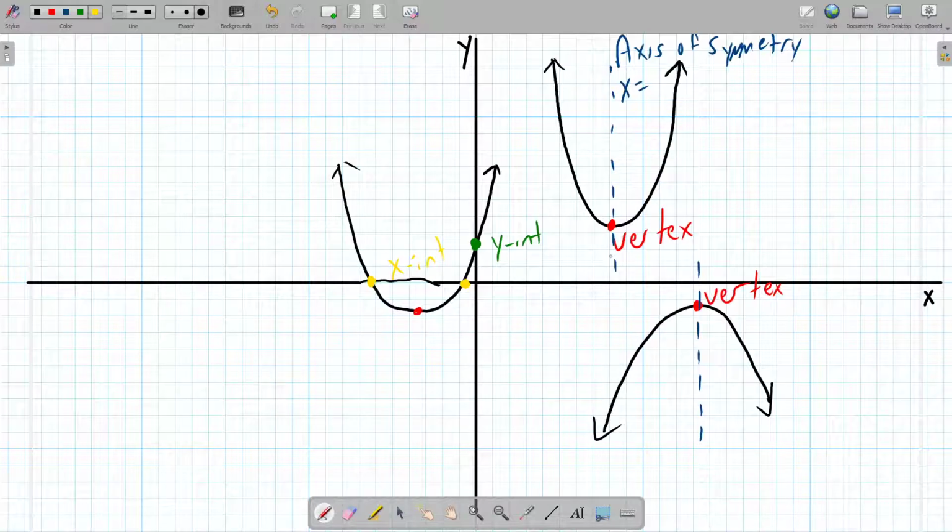And then we have a third case where a parabola might be on top of the x-axis. Its vertex might be on top of the x-axis. And if that's the case, the vertex is also the single x-intercept.